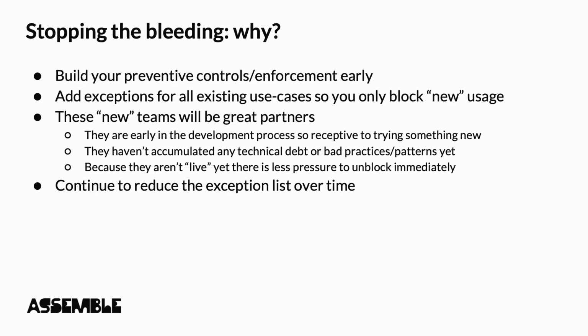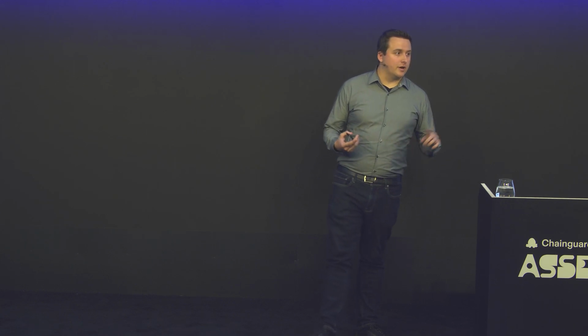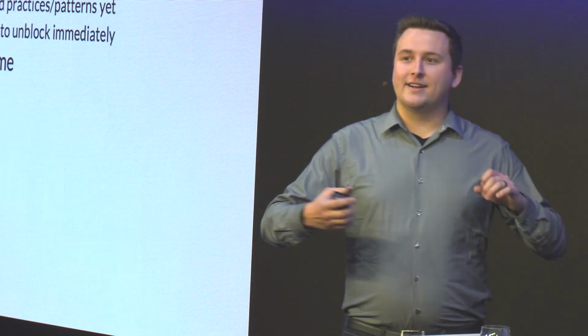You can start with, on day one, building your preventative controls and your enforcement early. So you build your admission controller in Kubernetes or Harbor policy that prevents images from being published that aren't distroless, and then you add an exception for all of your existing images.